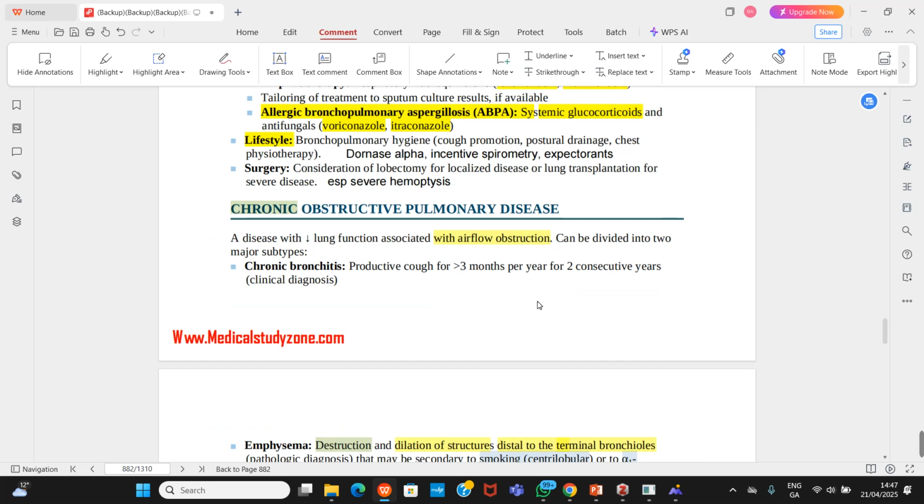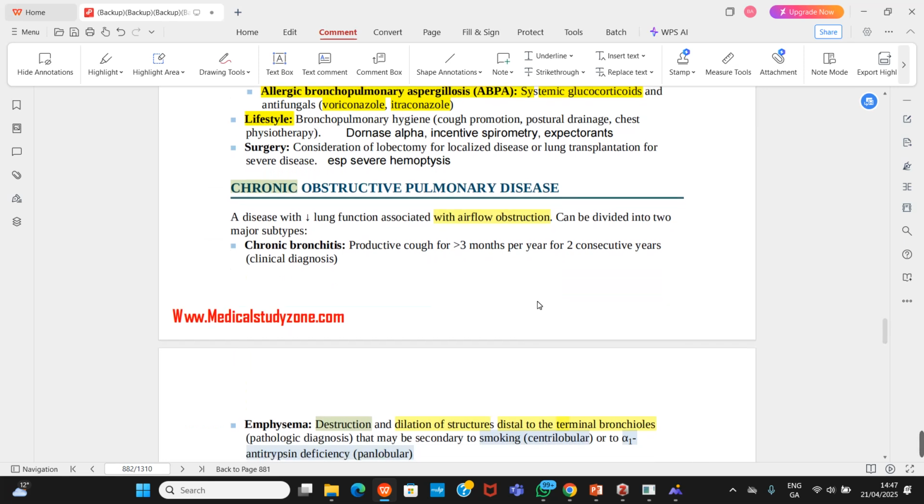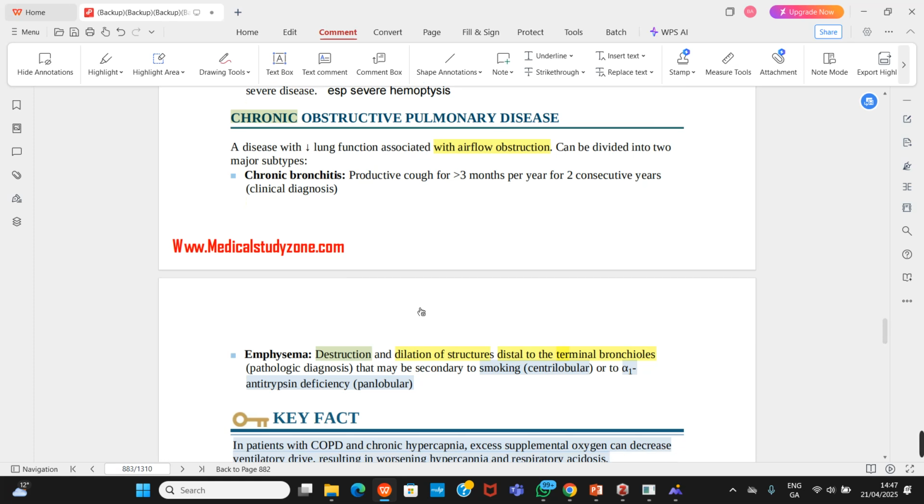Moving on to COPD. COPD is very similar to asthma, but COPD is irreversible. It is a disease of reduced lung function with associated airflow obstruction, just like asthma. COPD is an umbrella term for two major diagnoses. The first is chronic bronchitis, and the second is emphysema.